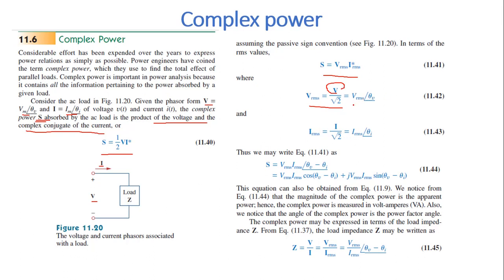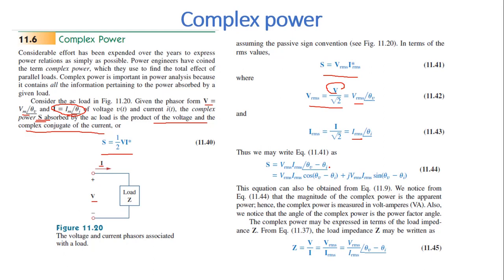Substitute it here, we will get Vm by root 2 angle theta V. So that Vm by root 2 can be written as Vrms. Similarly, Irms is equal to phasor I by root 2. Phasor I can be written as I is equal to Im angle theta I. So instead of this I, let us substitute Im angle theta I. So Im by root 2, we will get Irms angle theta I. So now this complex power is equal to Vrms Irms angle theta V minus theta I.